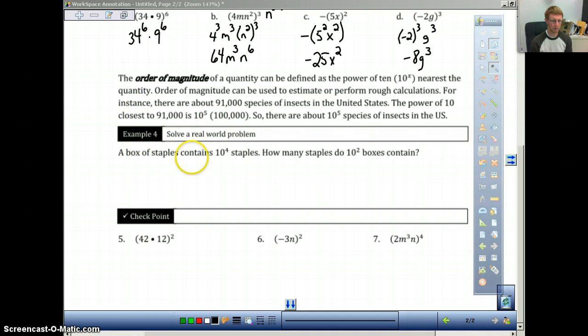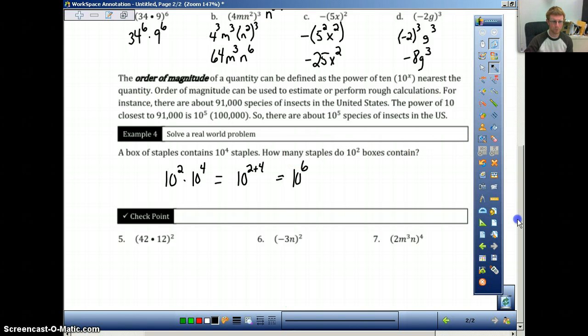So here we have, it says a box of staples contains 10 to the 4th staples. Okay, so that means one box has 10 to the 4th staples. It says how many staples do 10 to the 2nd boxes contain? Well, this is a multiplication problem, because if we have 10 to the 2 power boxes, we would multiply that by the number of staples in each box to get us the total number. So you would just do 10 to the 2nd times 10 to the 4th. And then we use our properties. This is 2 10s, 4 10s, so we add those together. 2 plus 4 equals 10 to the 6th.